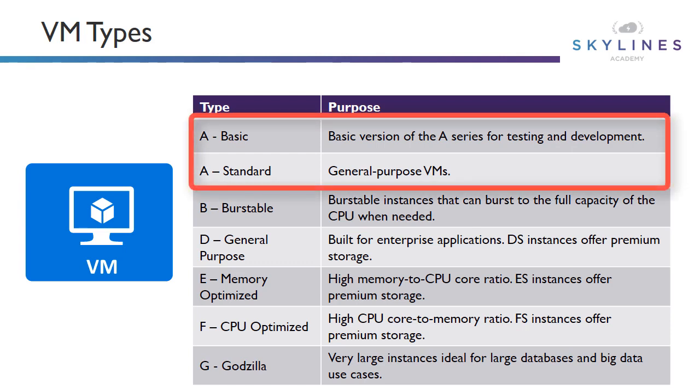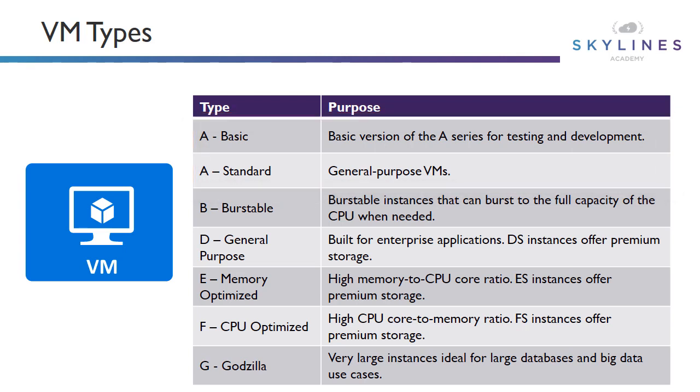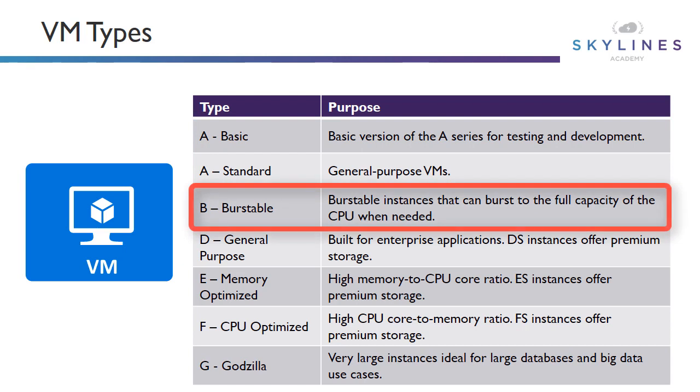The A series were the very first series that Microsoft introduced. They're divided up into basic and standard. Standard are our general purpose VMs, and then there's a basic version of the A series for testing and development. Then we get on to B, which I remember as B for burstable.